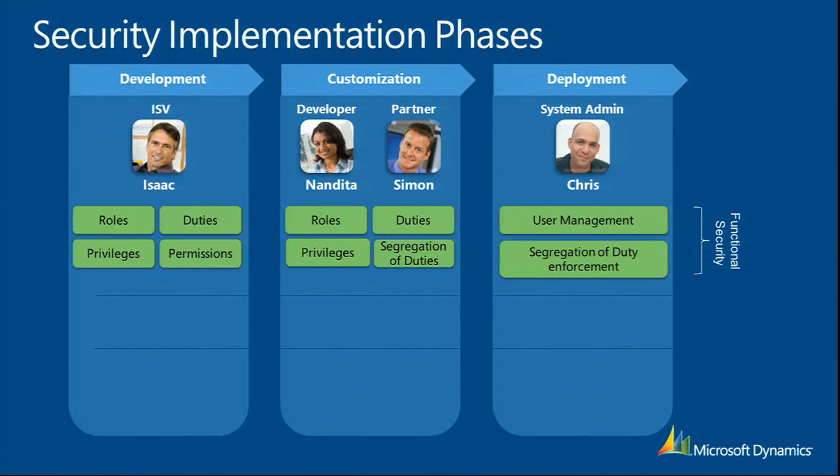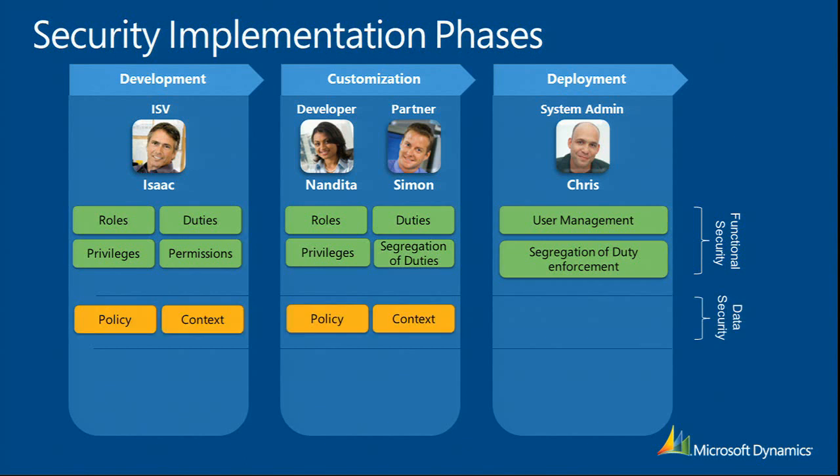So what you see through this progression is, as you go through, the number of development tasks you have to do is reduced step by step. And for Chris, it becomes a lot easier to manage security on a day-to-day basis. That's functional security. For data security, similarly, you only do development and customization during the development and customization phase. Chris, the system administrator, has to deal with development of data security policies a lot less than during the development and customization phase.